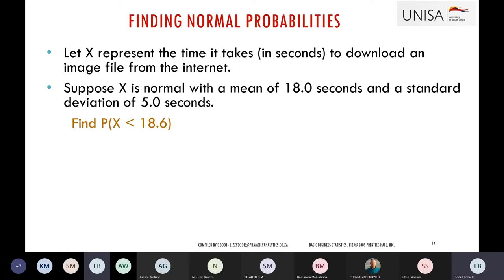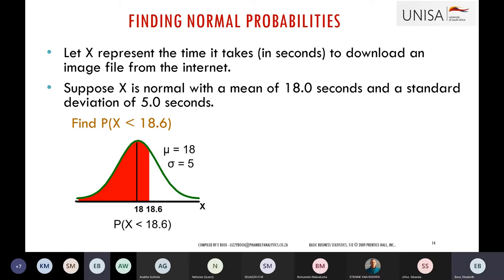So let X represent the time it takes to download an image file from the internet. Suppose X is normal with the mean of 18 seconds and the standard deviation of 5 seconds. Find the probability that X is less than 18.6.